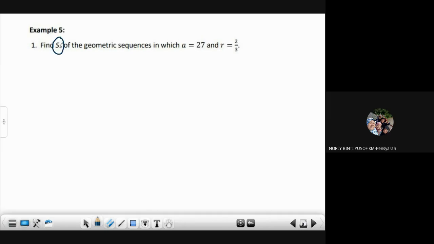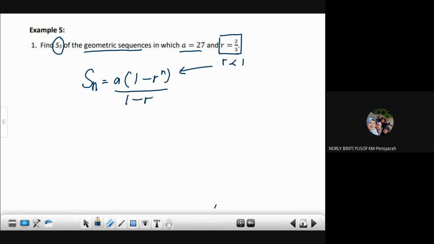So it is given, that means the sum of the first 5 terms of the geometric sequence. It has told us it is geometric, A is given, R is also given. Only here, you must know that R, 2/3, is lesser than 1. So you will use the formula for R lesser than 1, Sn. Because it is smaller than 1, the formula is the one at the back: A(1 minus Rn) over 1 minus R.